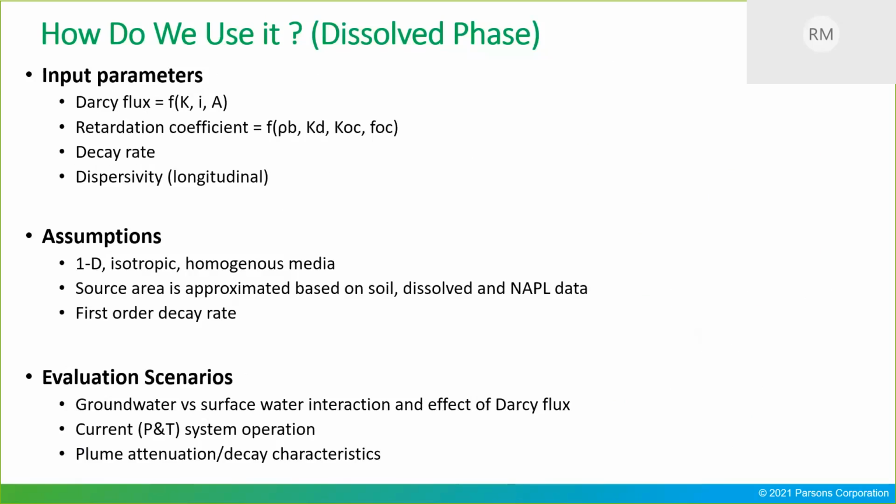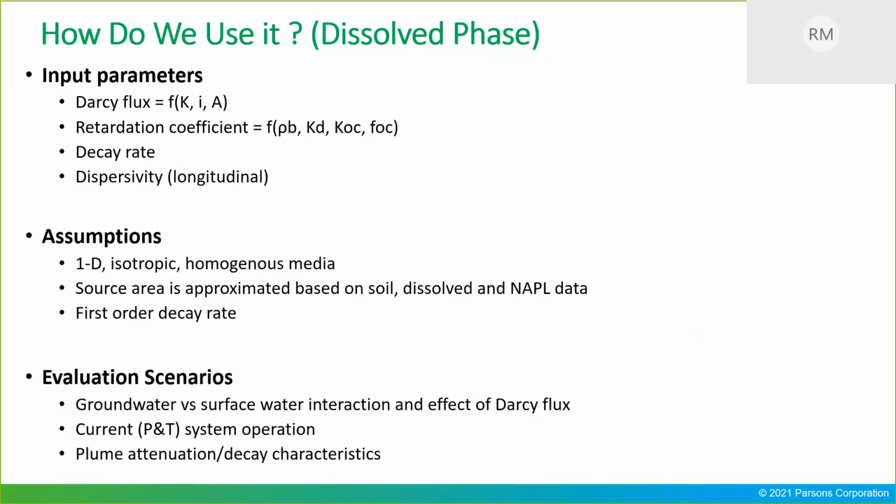So these are the very basic input parameters we focused on. The RC flux, which is a function of conductivity, site-specific input parameters, hydraulic gradient, and source area plume. Retardation coefficient, which is also a site-specific parameter, decay rate, and dispersivity. There are a few basic assumptions. The flow is assumed to be one directional, in isotropic and homogeneous media. Since this is a legacy site, based on the data we have available, we approximated the source area for both dissolved and NAPL phase data, and the decay rate was considered to be phosphorus decay rate.